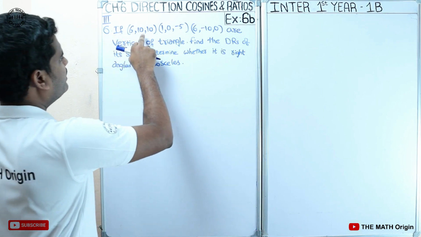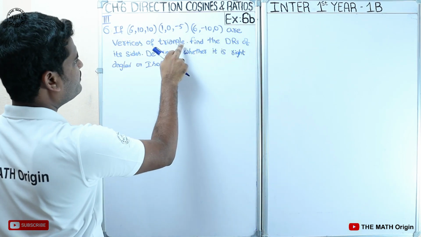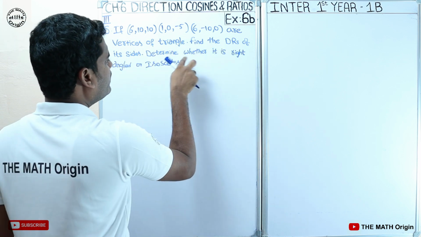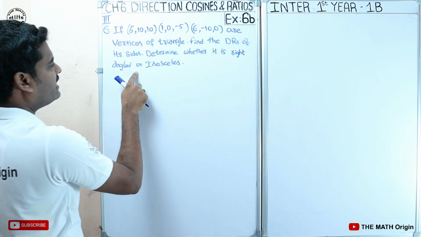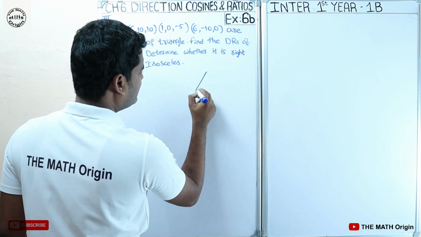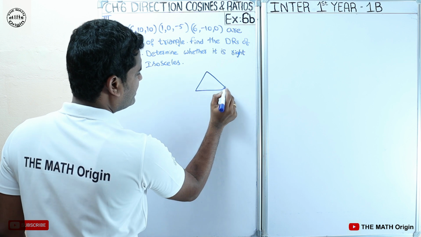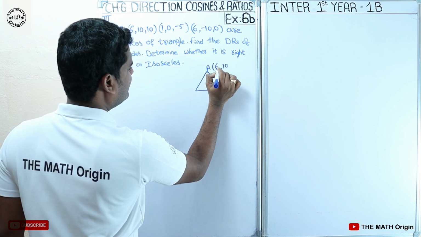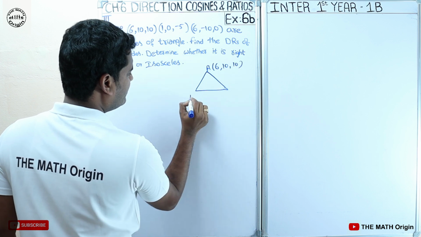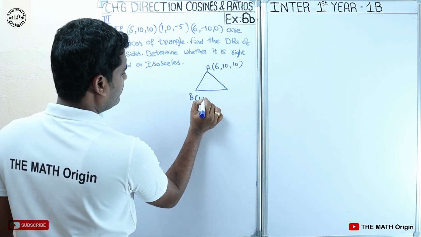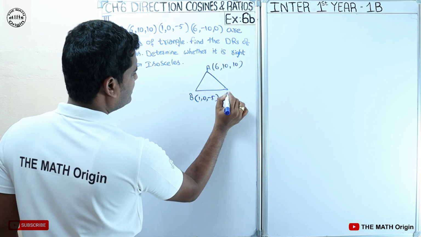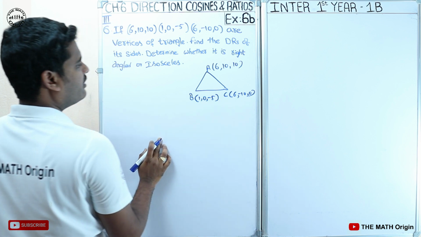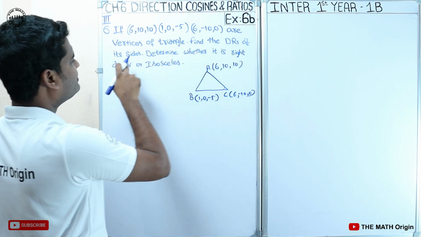Next question: if 3 points are vertices of a triangle, find the DRs of its sides. To find DRs it's easy. Determine whether it is right angled or isosceles. Let's take a triangle with A as 6, 10, 10, B as 1, 0, minus 5, and C as 6, minus 10, 0. Now let's find the DRs of its sides.